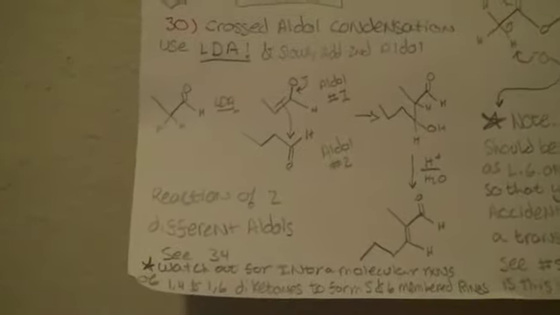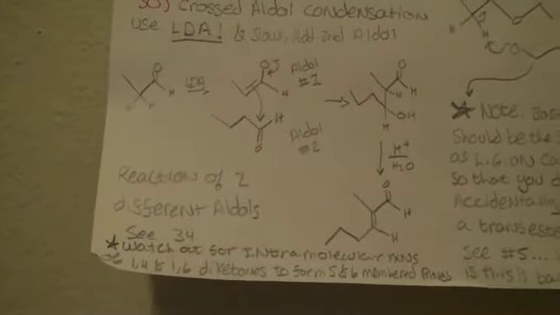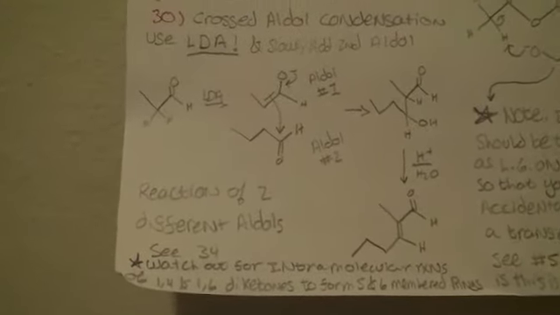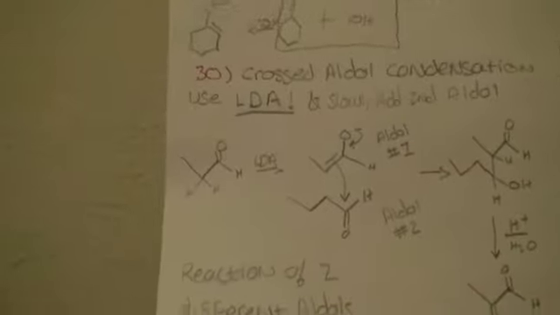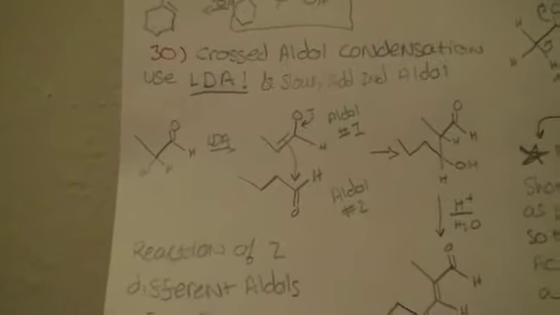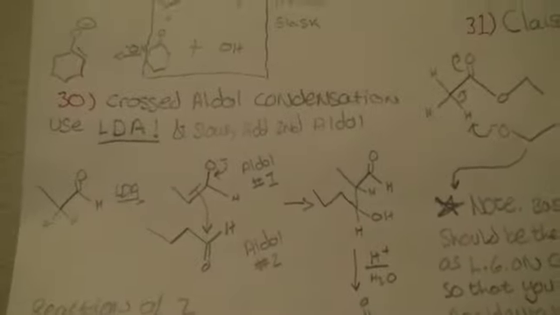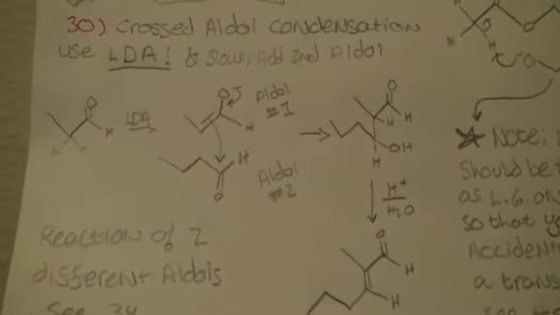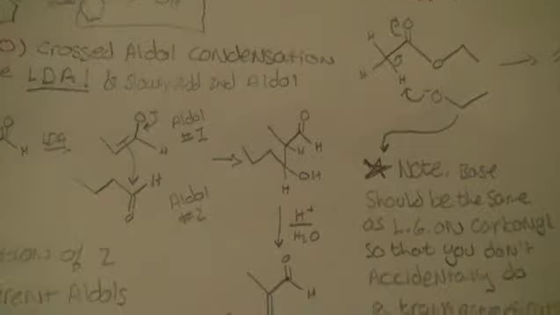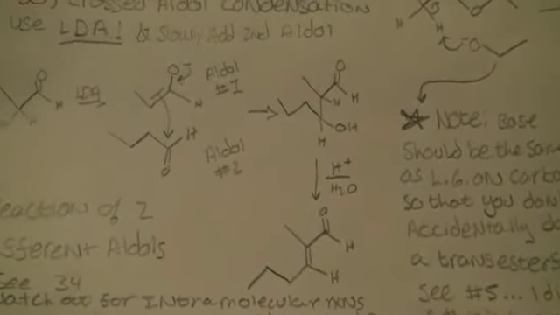Another way of doing it, if you're in the lab and you want to just force this reaction right here, is to only put one of your aldehydes in the reaction vessel and react it with LDA completely to get as much of that enolate as you can, and then slowly titrate in your second aldehyde to get mostly this in acidic workup.